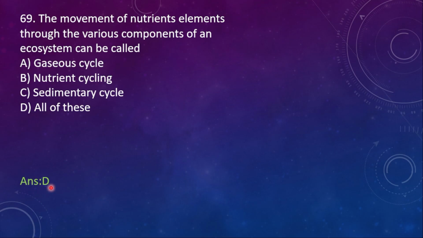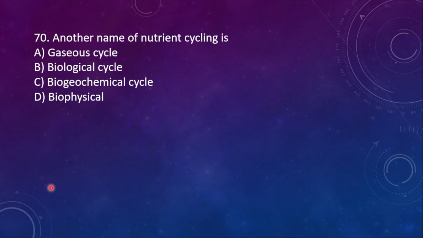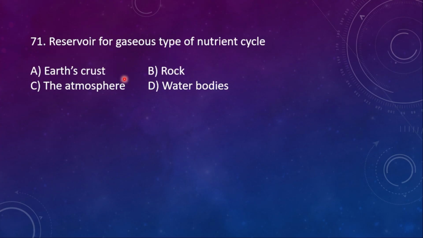Here the right option is option B. 70. Another name of nutrient cycle is gaseous cycle, biological cycle, biogeochemical cycle, and biophysical. Here the right option is biogeochemical cycle.